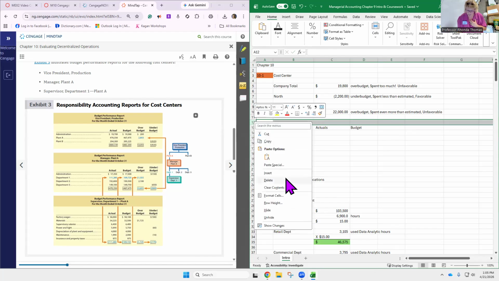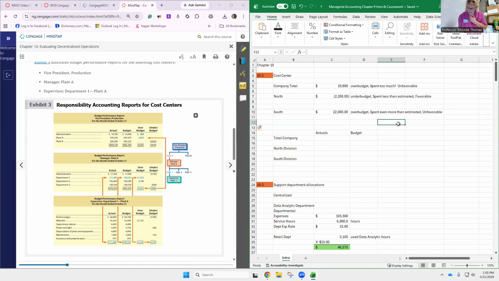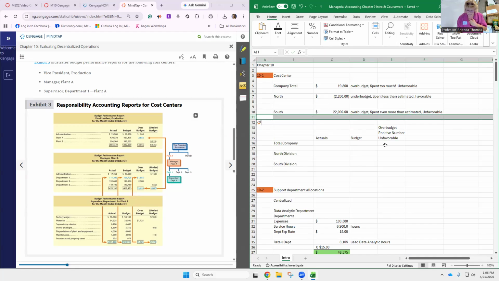So I'm going to put this in here a little bit different than I did when we did this in class. So this one's going to be over. And it's going to be spent too much. It's also going to be a positive number, right? So a positive number over budget is a positive number. Okay, and then it's going to be a positive number, but it's unfavorable, right? Unfavorable, spent too much.